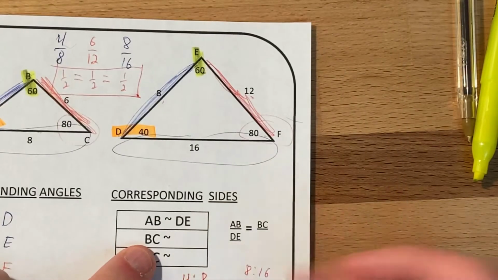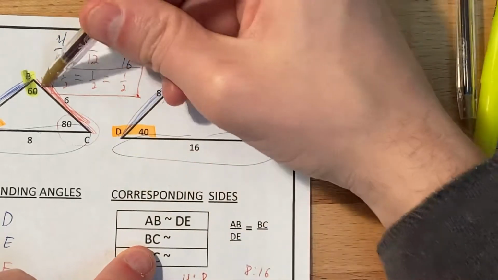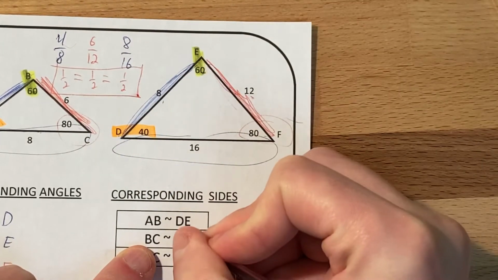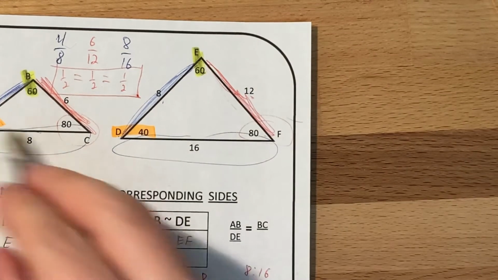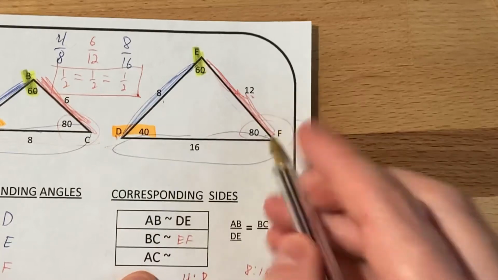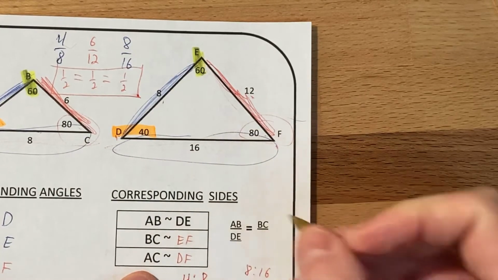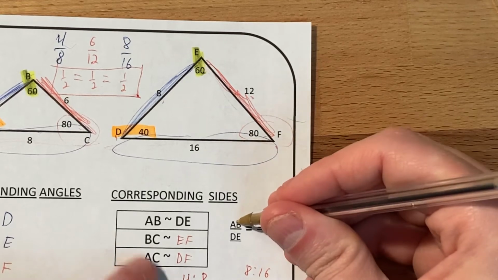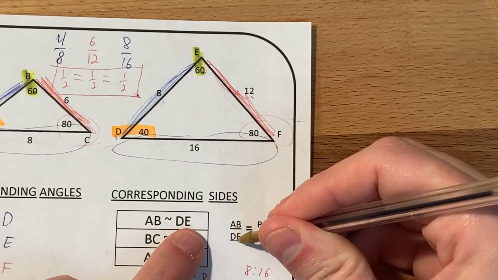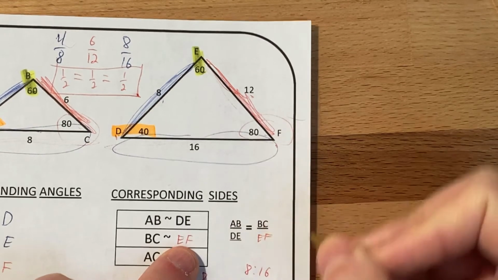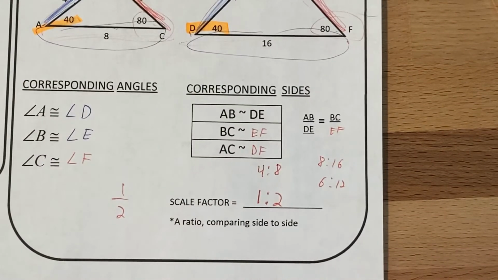Let's see, I didn't actually write these in. BC would be EF, and AC would be DF. So yeah, you can see AB goes to DE as BC goes to EF. Just like that. Done. Okay.